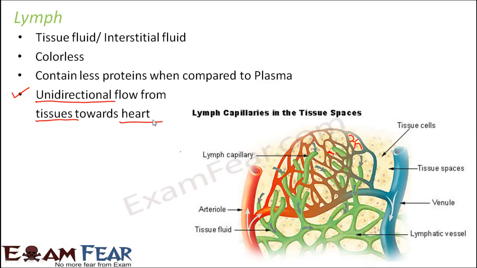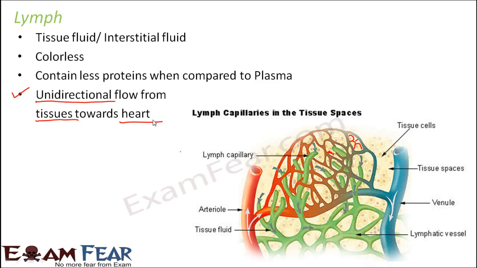Now the question is, we got this point that some of the blood plasma leaks out and that constitutes the lymph. But what is the purpose of lymph? Does the lymph perform any specific function, or is it just the leaked out plasma and that's all, and we have just given a new name called lymph? It is not like that.